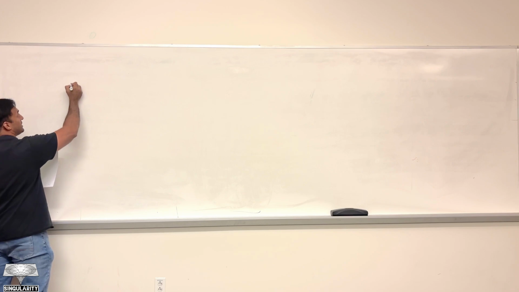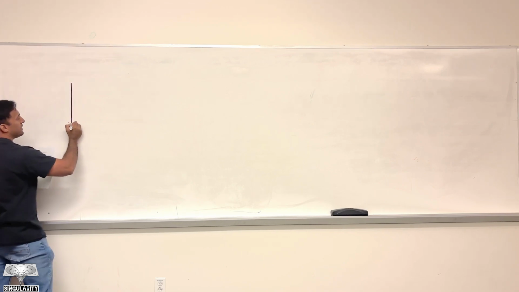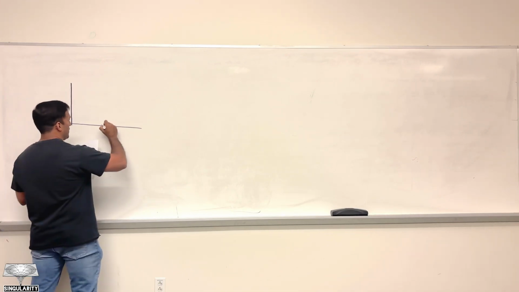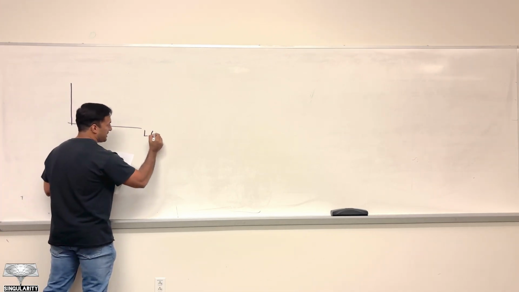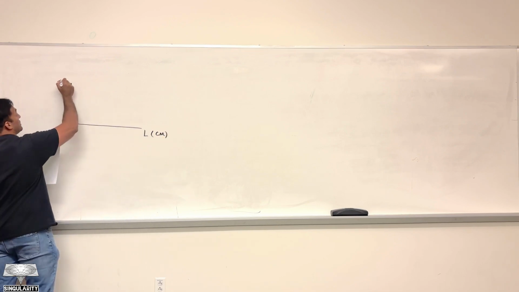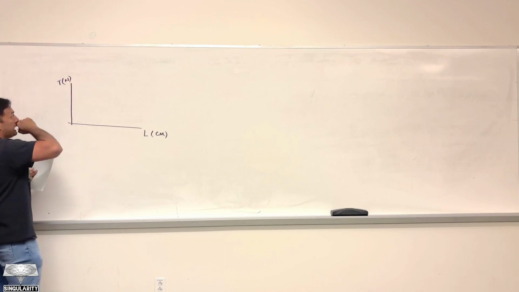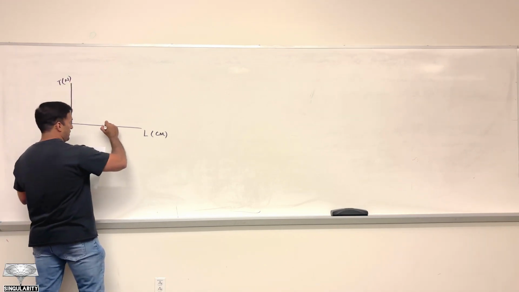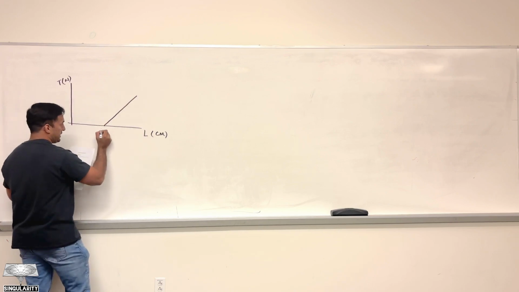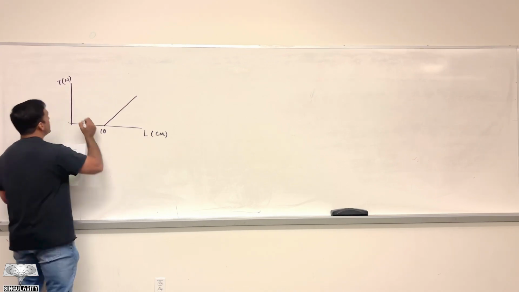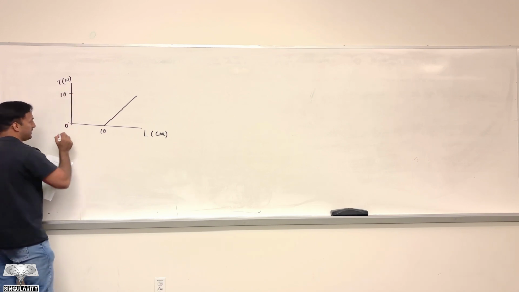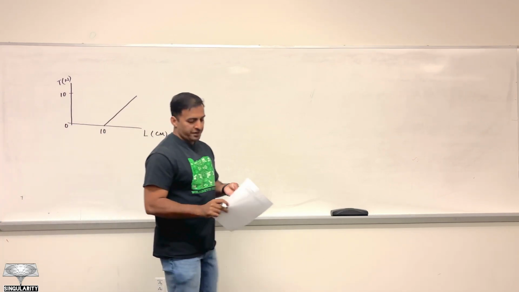This plot gives a relationship between force and extension in the spring. So we have extension represented by L on the x-axis, and then we have tension represented by T on the y-axis, and the graph looks like this. This point is at an extension of 10 centimeters, and then we have the tension on the y-axis at 10 centimeters. The origin of coordinates is 0, 0.